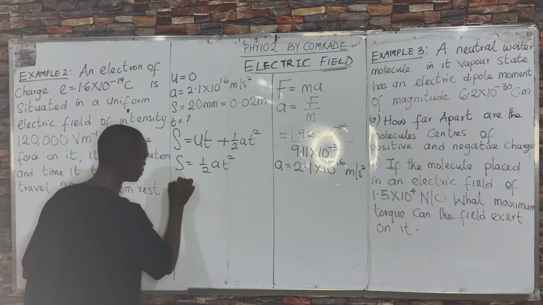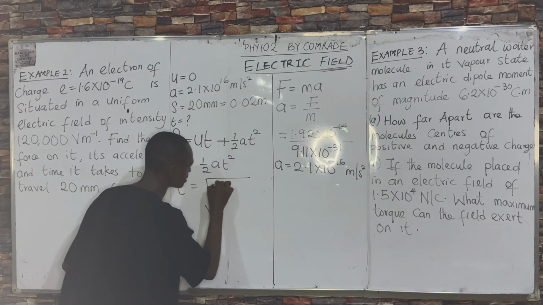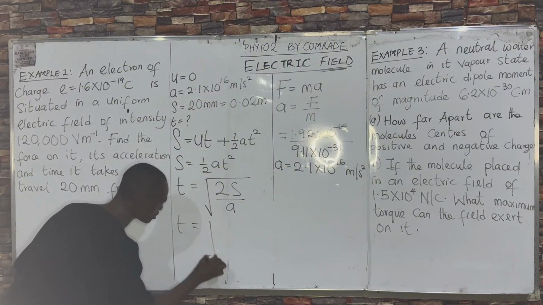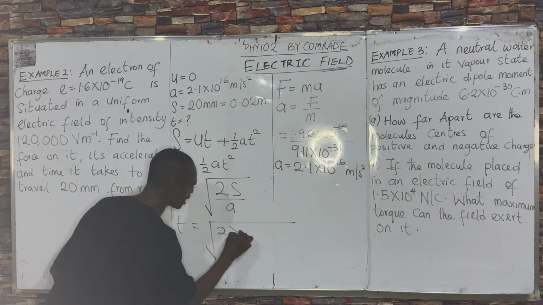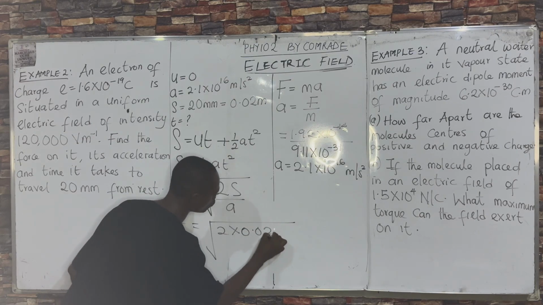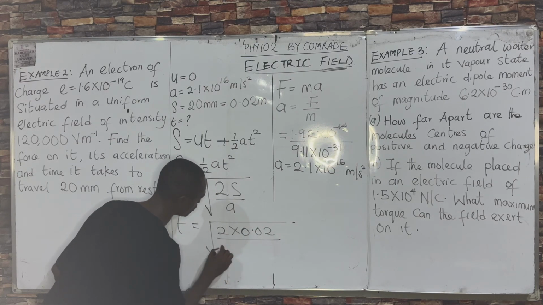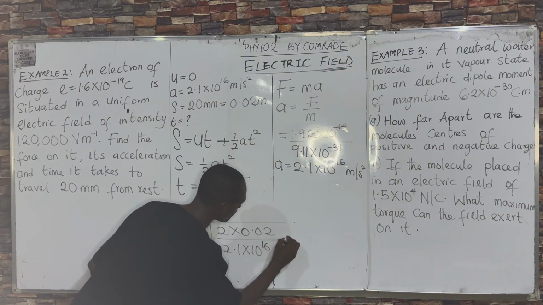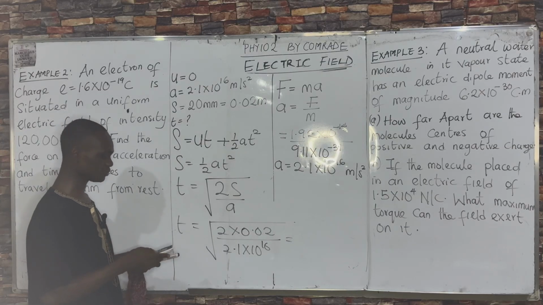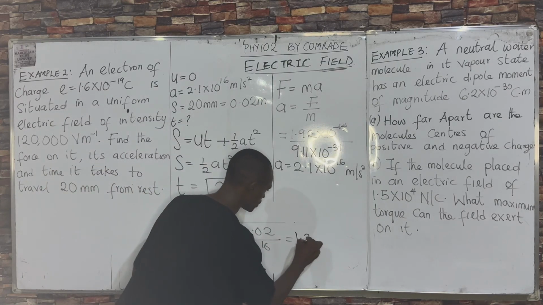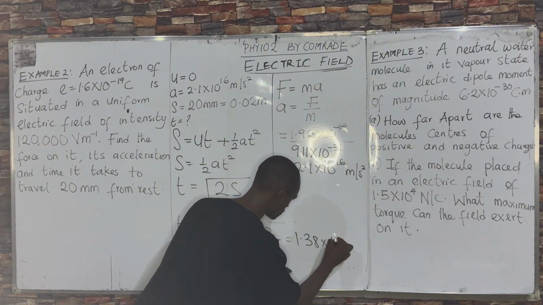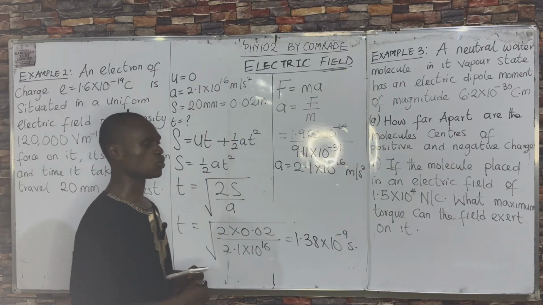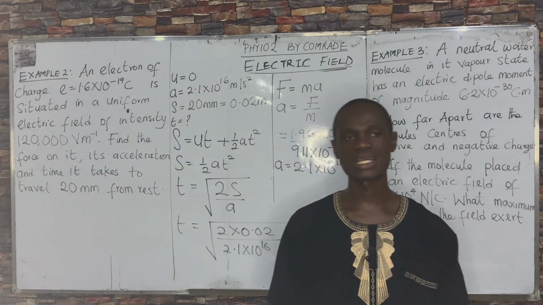If you make this subject of formula, hope we are intelligent students and we can make subject, right? So if I substitute my values, I have 2 times S 0.02 over A 2.1 times 10 raised to power 16. If I press my calculator, I should have my final answer: 1.38 times 10 raised to power minus 9 seconds. So that's how it works. It's basically based on equation of uniformly accelerated motion.